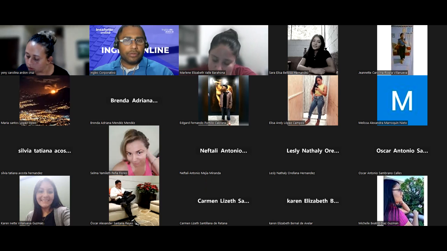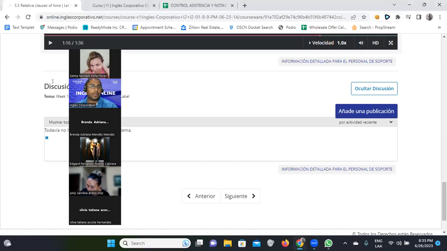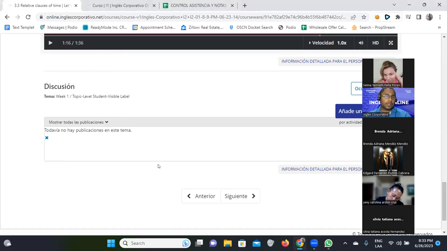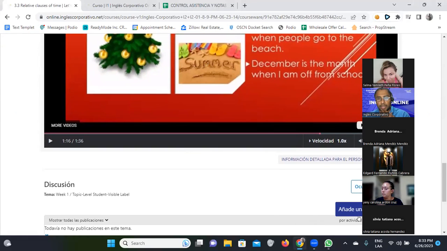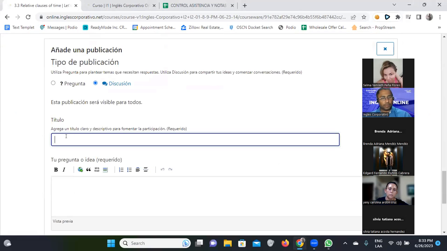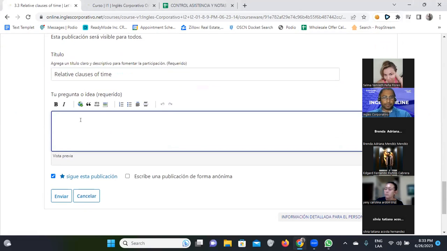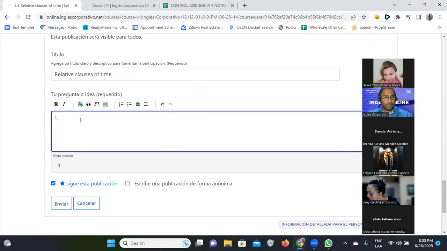Okay. Now, what I want you to do in this section, well, right now I got to take the attendance. After I take the attendance, we're going to look at the exercise. And you're going to write your examples. Bueno, en lo que tomo la asistencia, pueden completar la actividad, which is going to be over here. Here in the same section, 3.3, relative time clauses. And you're going to go to añade una publicación. You're going to go to título, and you're going to put relative clauses of time. And here, you're going to give me 5 examples. Any questions?